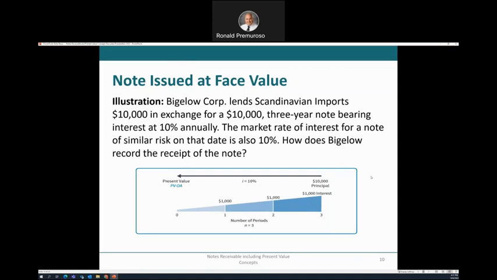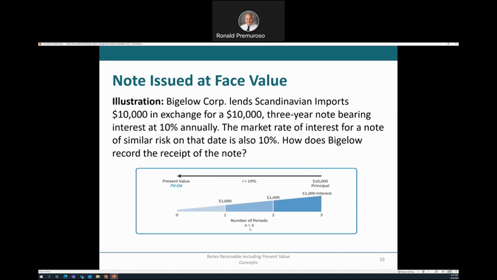So what you also see here on slide 10 is a nice chart, and what we're looking to calculate on all of these types of notes is the present value of them. In this case, an ordinary annuity, because there's an interest component. Interest will be paid each year for 3 years at 10%. The interest rate's on the top here on the chart, so that's the market rate, 10%.